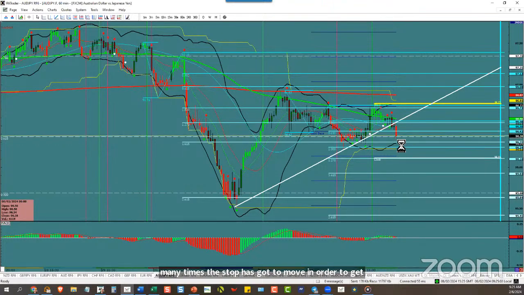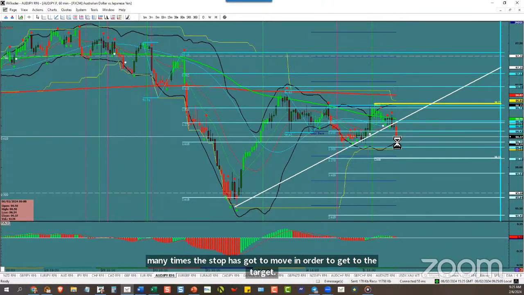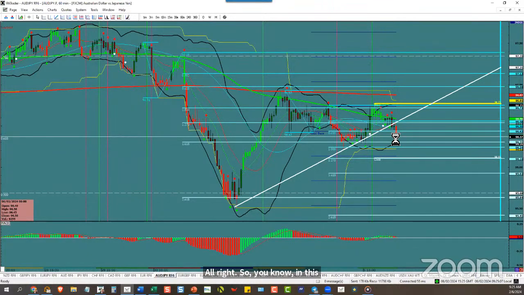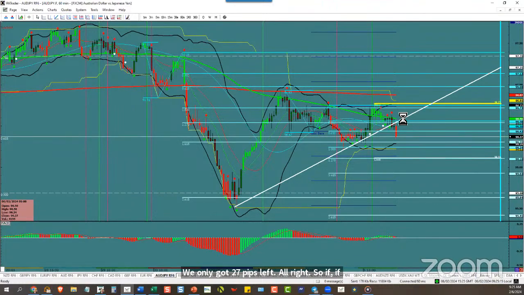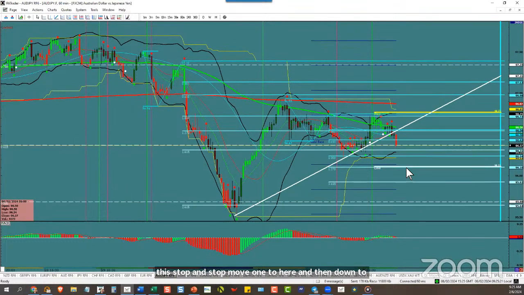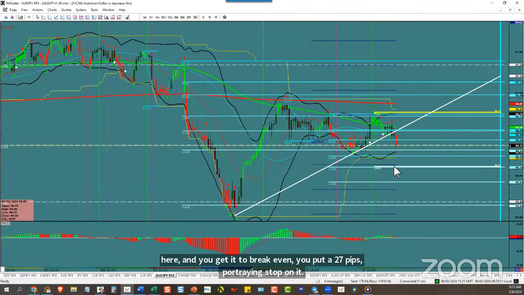All right. So, in this example right here, this looks like 37 to 10. We only got 27 pips left. All right. So if it pulls back up here, you're going to have to have the stop move one to here and then down to here, which means 27 pips. So when you get the trade up in here, and you get it to break even, you put a 27 pip trailing stop on it, and when it moves to stop, when you hit target.